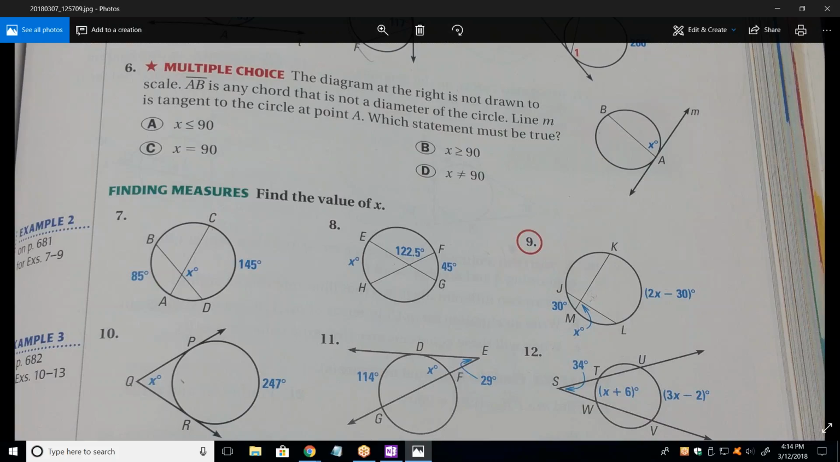So AB is a chord that is not the diameter. If it was the diameter, what would angle X be? What does it look like it would be? I know that half a circle or a diameter is 180 degrees. Exactly. And you also know that the tangent line makes a 90-degree angle with the diameter. In other words, if this was a diameter, hold on a second.